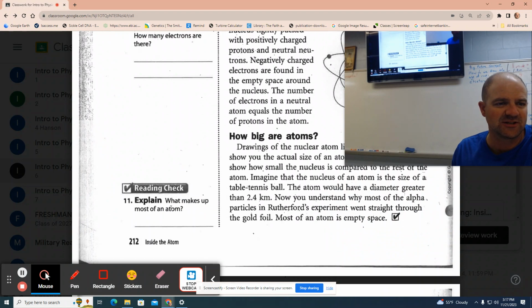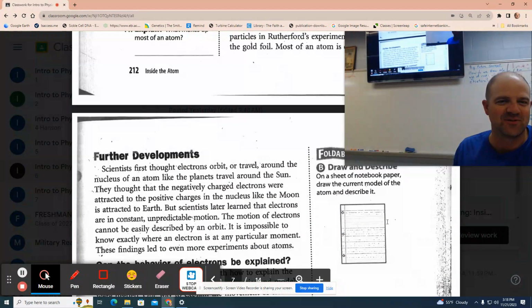And then number 11, explain what makes up the most of the atom. I think it's the nucleus. Neutron. Most of the atom is made of empty space. Tricked you. Yep. All right, cool. Moving on.